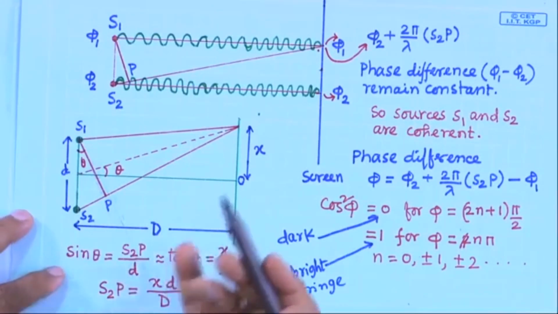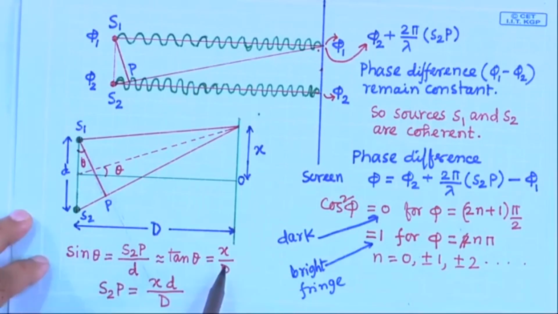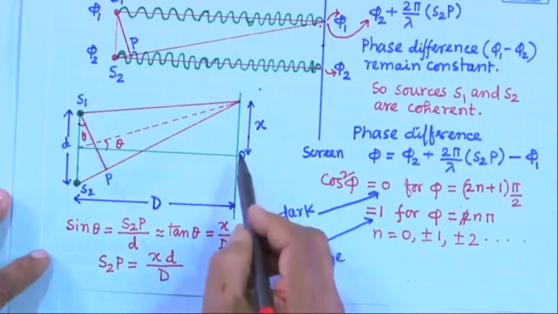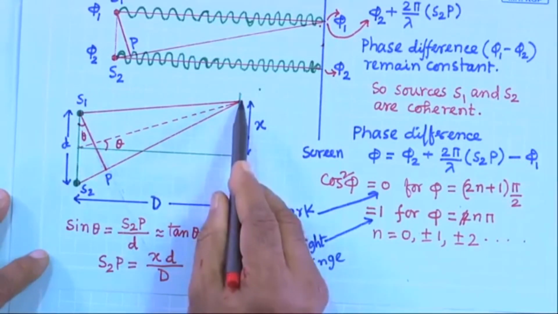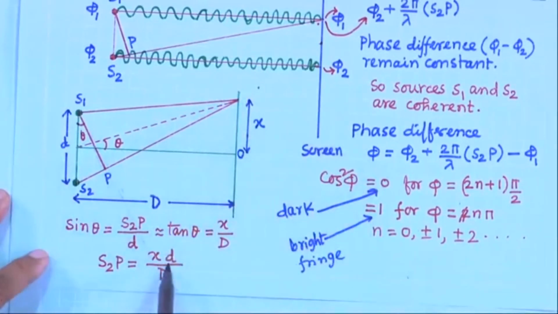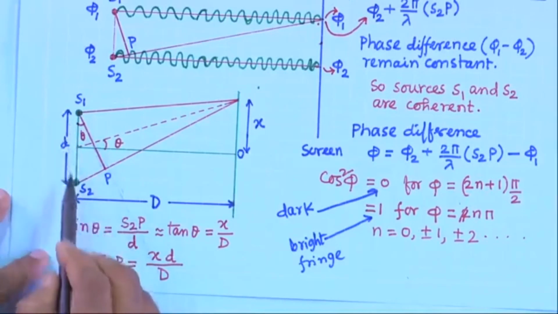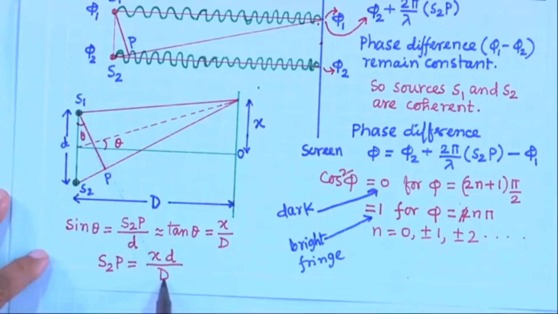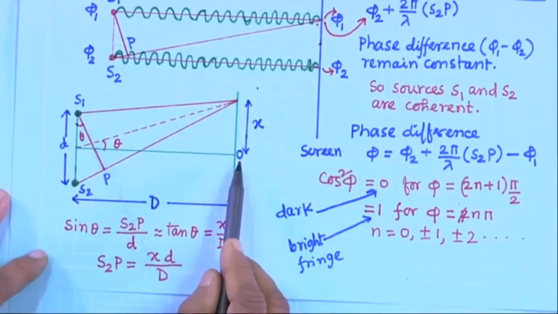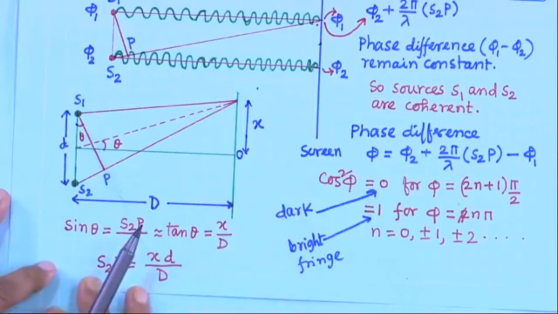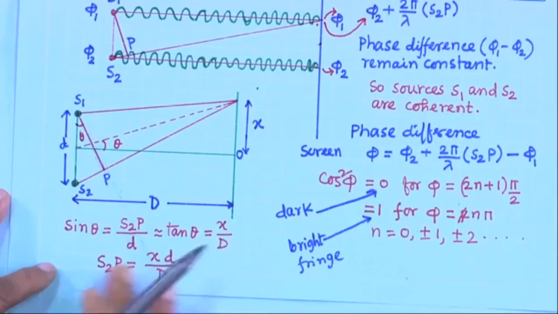Now, for small theta you can approximate sin theta by tan theta; that is the approximation we have taken. So basically this will be equal to this, and S to P will be x d by capital D. This path difference will depend on the distance from the center point of the screen, x, and d is the distance between the two coherent sources, and capital D is the distance between the sources and the screen.